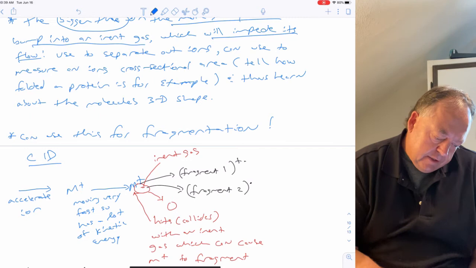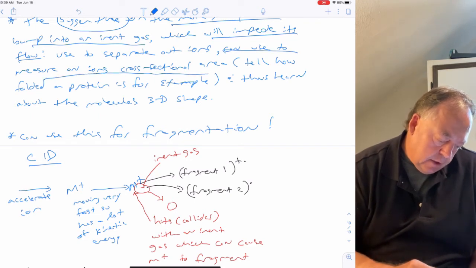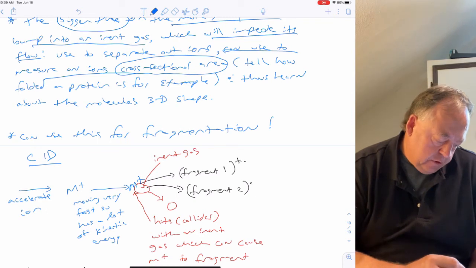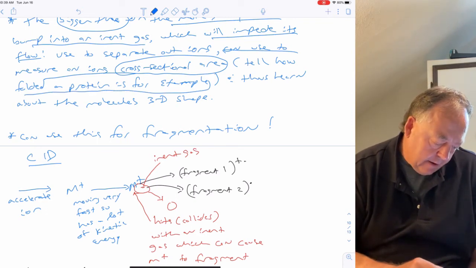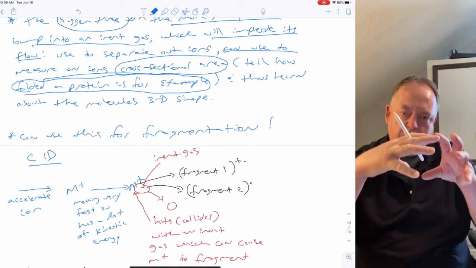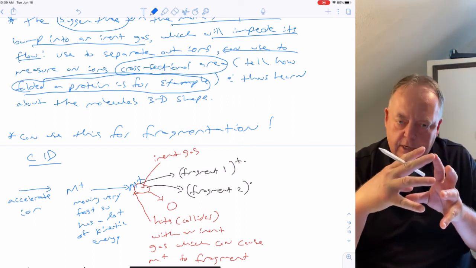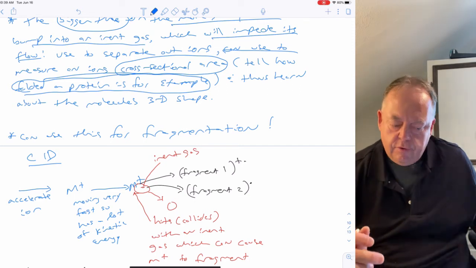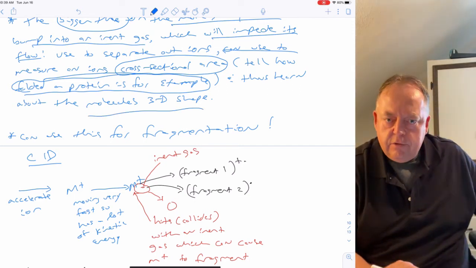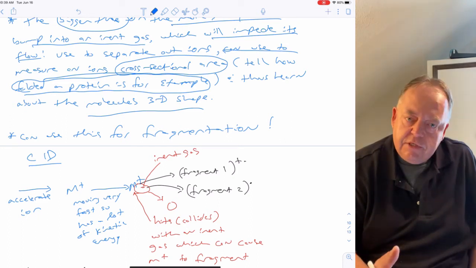So you can use that to measure a molecule's cross-sectional area. You could therefore use that to figure out, for example, how a protein is folded. The more folded it is, the smaller its cross-sectional area is going to be, and the faster it's going to go through an ion mobility chamber. So you can get the three-dimensional shape of molecules like that, or get some information about it.